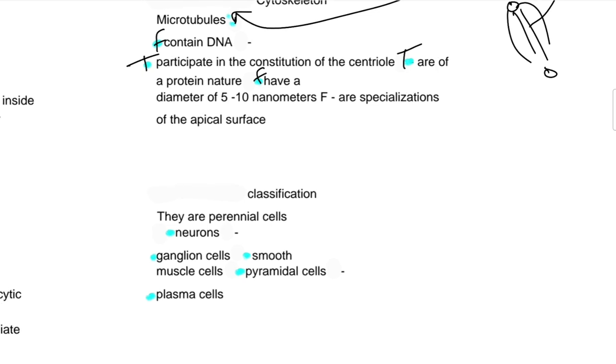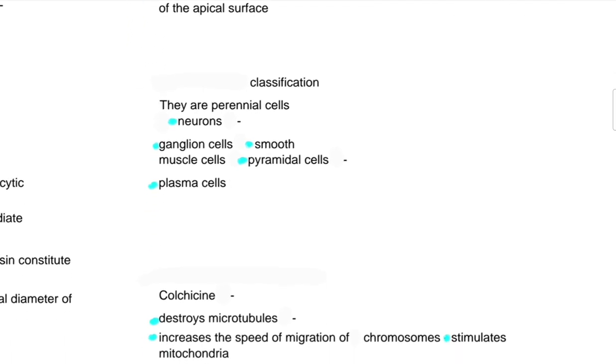Okay, perennial cells: neurons, or ganglion cells, or smooth muscle cells, pyramidal cells, and plasma cells. Perennial cells, neurons, they can be neurons, true. Ganglions, yes. Smooth muscle cells, wrong. Pyramidal, yes. Plasma cells, wrong.